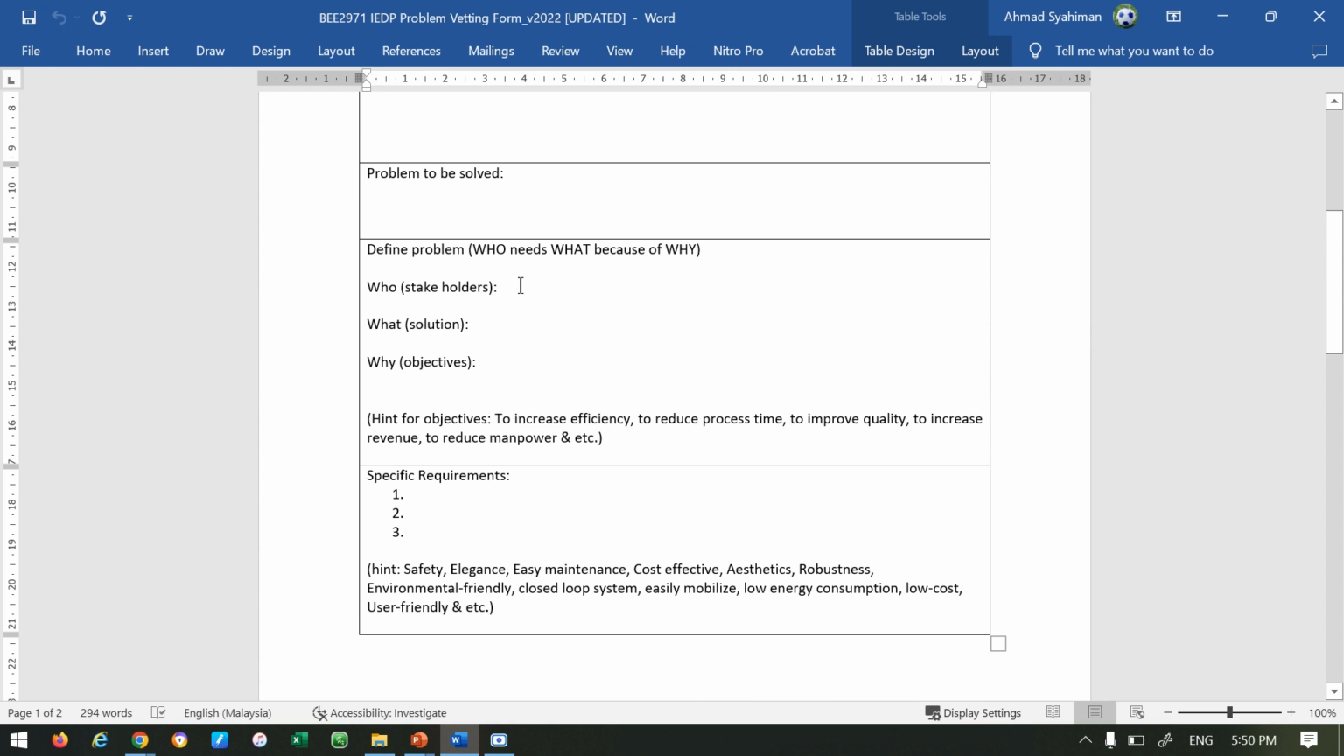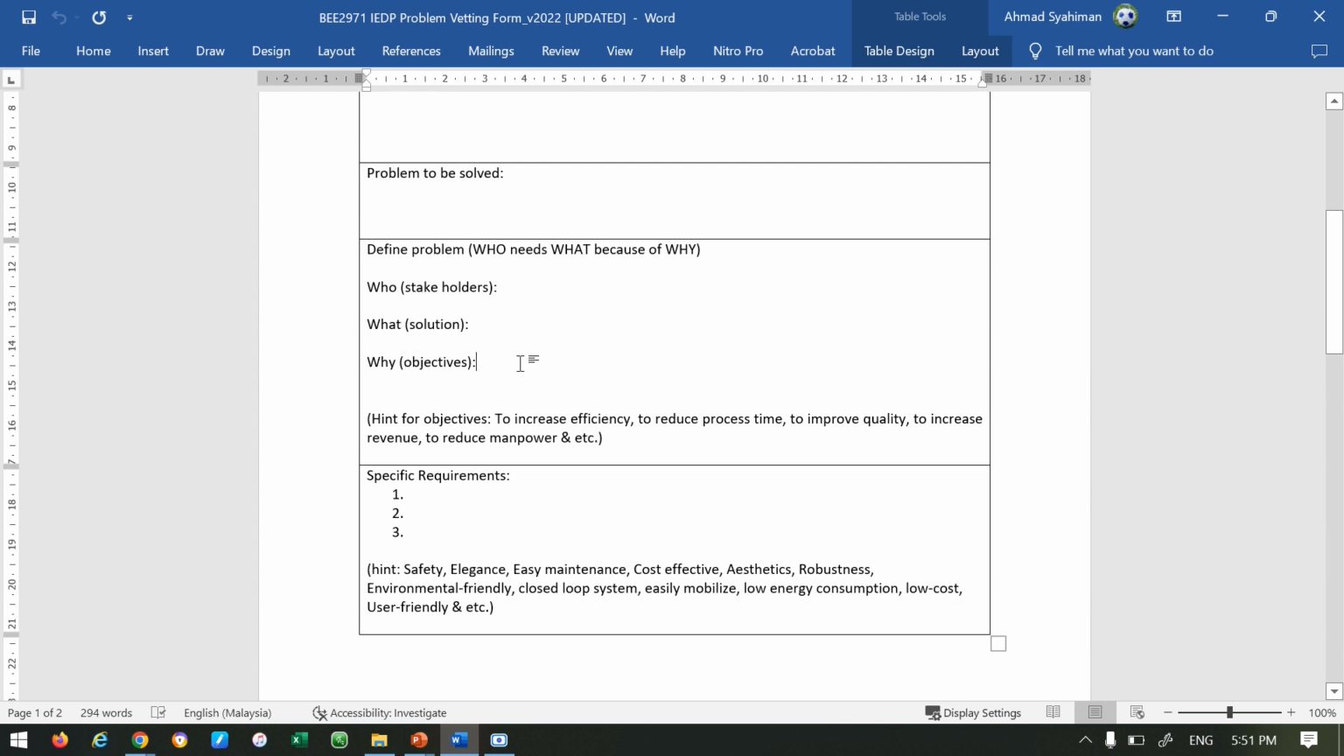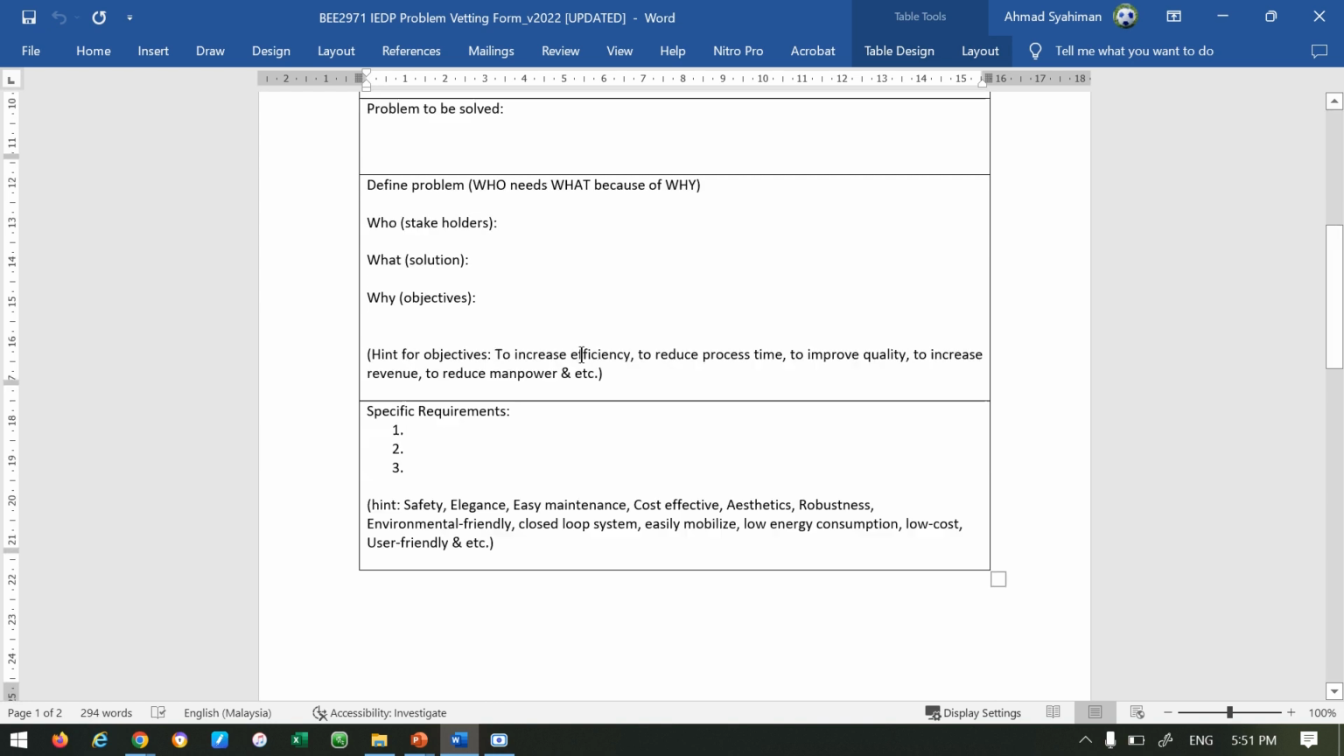For example, the mushroom entrepreneurs in Gambang, or a Gambang company like CD Holding Berhad. And then what solution? So this is your solution. The objective is to solve the problem. For example, try to maintain the internal temperature at 28 degrees at maximum, while maintaining humidity at more than 85%.